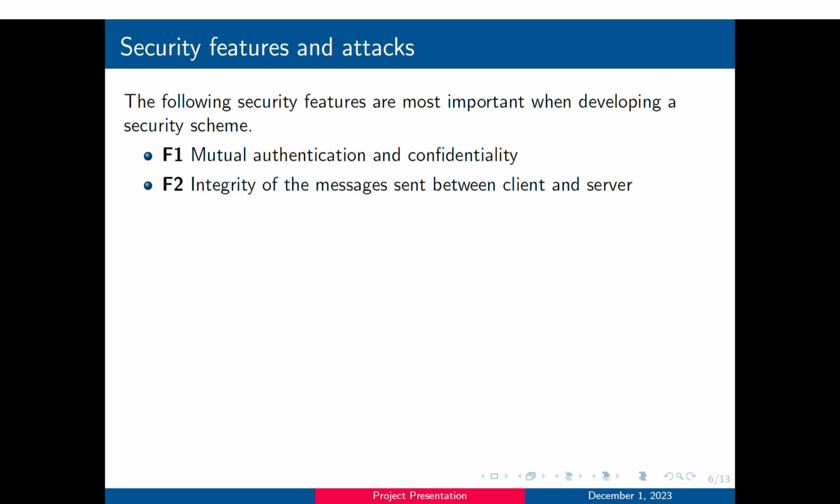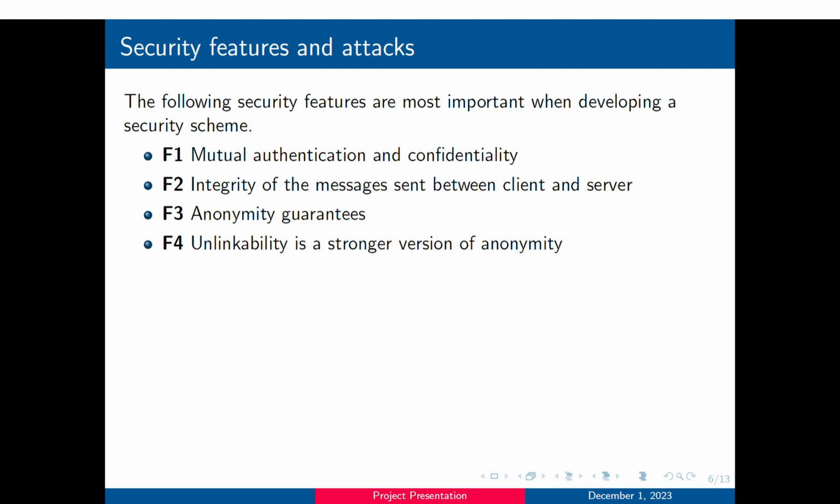The second feature, the integrity of messages sent between the client and server, refers to ensuring that the content of the message remains unchanged during transmission. The third one assures that the real identities of the client and server cannot be derived by an outsider. This feature should hold against attackers of type 1 and 4. Feature 4 ensures the inability to link two requests coming from the same client.